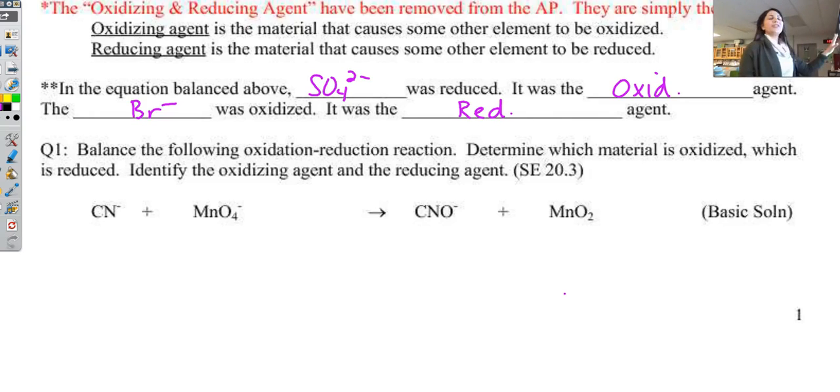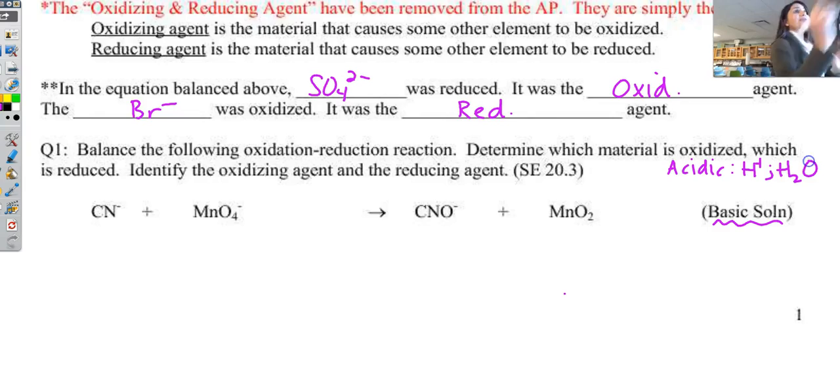Okay, so I want you to go ahead and try this one out. Yes, it's in basic solution, and all that means is the one above was in acidic solution, okay? So if it's acidic, you're going to put H plus and H2O on either side. And you kind of test it out and see. If it's a basic solution, instead of H plus, what do you think? Would you say hydroxide, OH minus, and then H2O? Okay, so if it's acidic, it's H plus with water. If it's basic, it's OH minus.